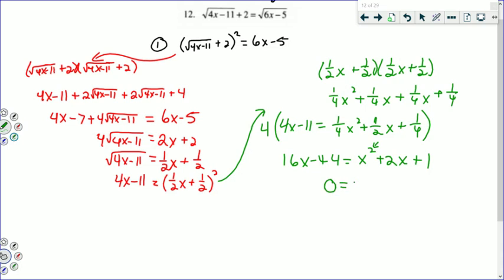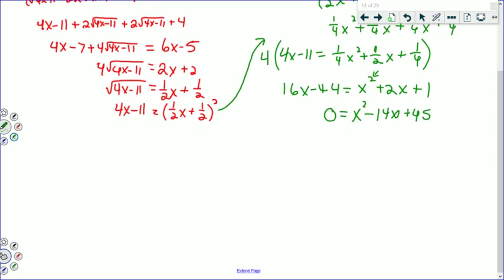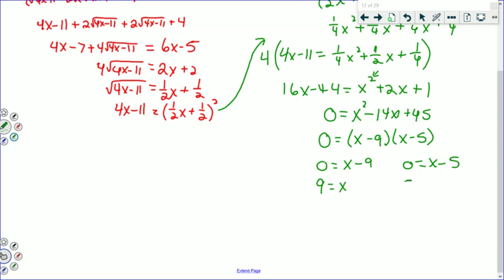0 equals x squared. 2x minus 16x is negative 14x. 1 plus 44 is 45. Okay? So now we want to ask ourselves, are there two numbers that multiply to be 45 that add to be negative 14? And it just so happens that there are. So 0 equals x minus 9 times x minus 5. Right? So then 0 equals x minus 9, 0 equals x minus 5, and then 9 equals x, and 5 equals x.